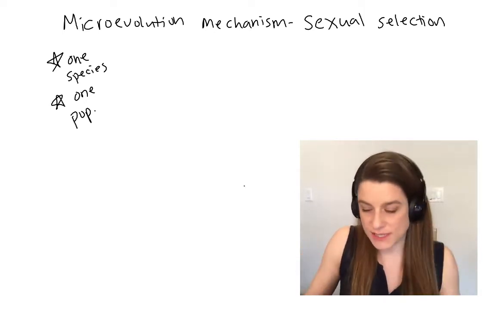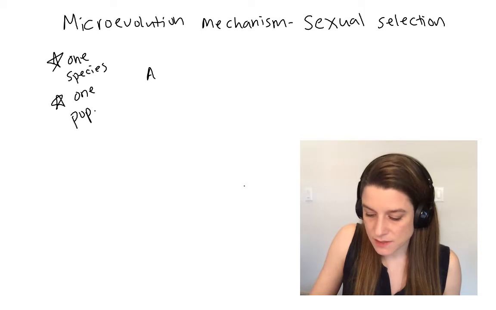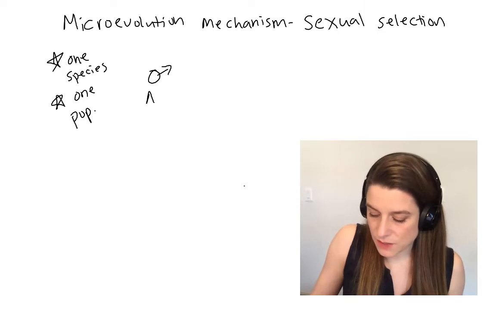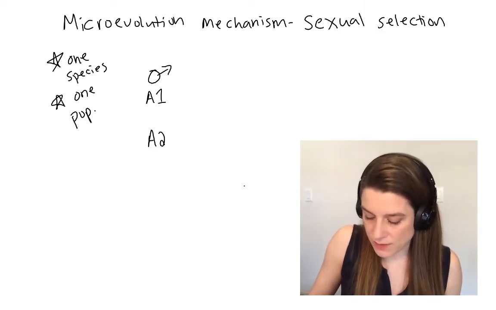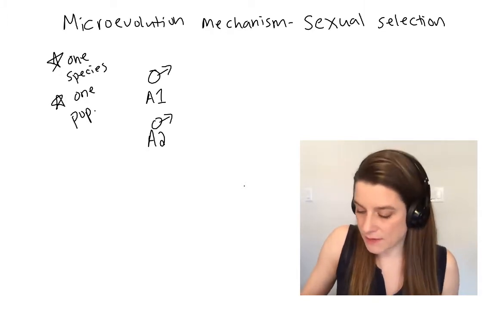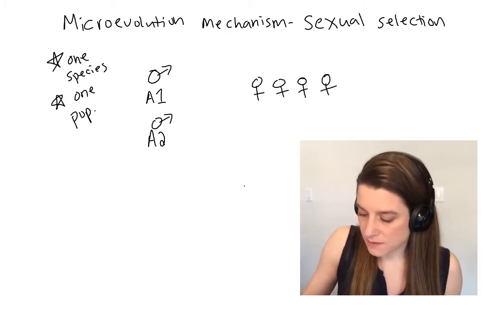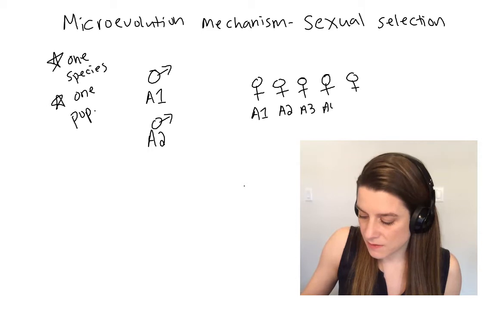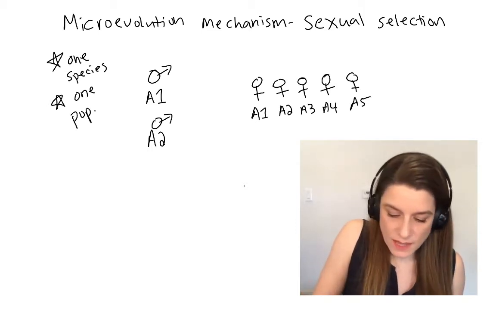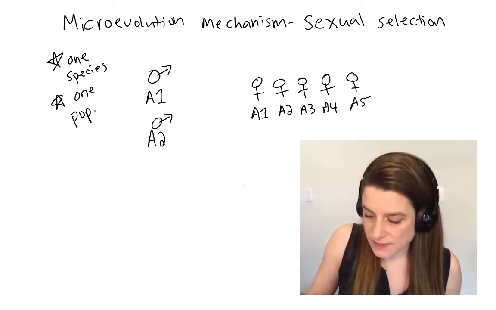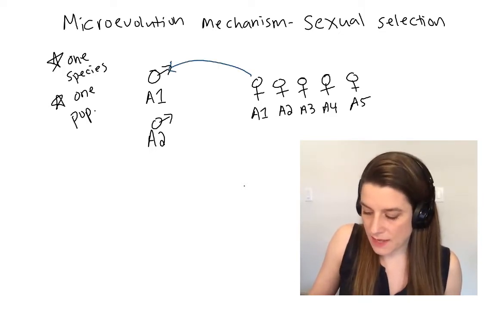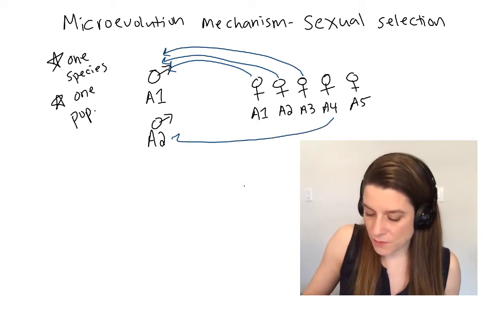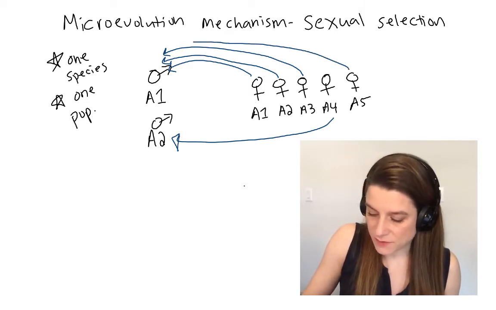Okay, so let's call a species A, and let's say we have some males. So this is a symbol for a male, and let's call him A1, and we'll have another male and we'll call him A2. Okay, and then we're going to have some females. Just draw 5. These are also A species, so let's call them A1 through A5. Okay. And now let's have some mating events, okay? So let's say female A1 mates with male A1, and A2 also mates with A1, and A3 also mates with A1. Let's say A4 mates with male A2, and 5 mates with A1.